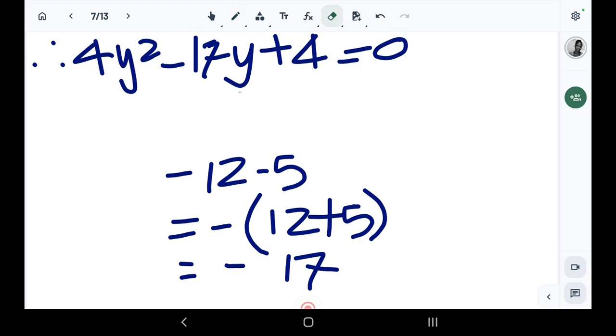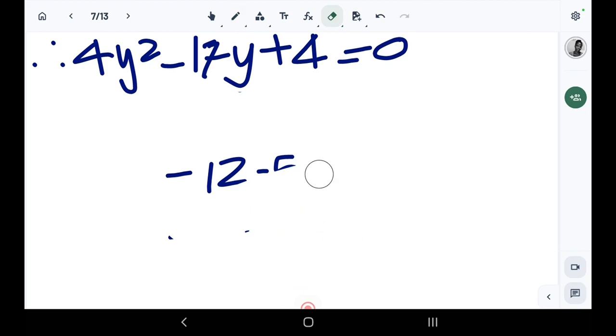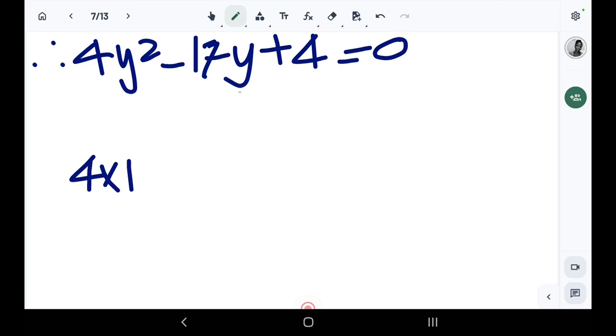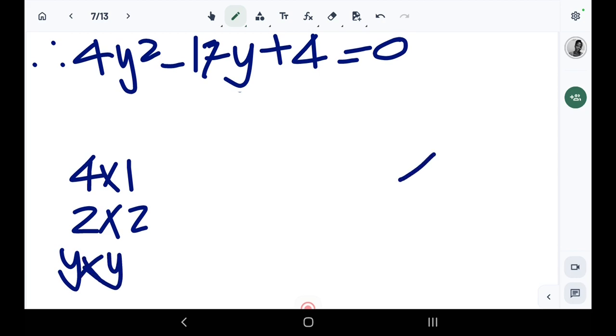Now you factorize. How do you factorize? Easy peasy. Just refer to that video of factorization I told you about. Now we start with the factor pairs of the first term and then the factor pairs of the last term. For the first term, you've got 4 times 1 and 2 times 2 for the numbers. The variable is y times y. It's very easy. Now for the last term, that's 4 times 1 or 2 times 2.